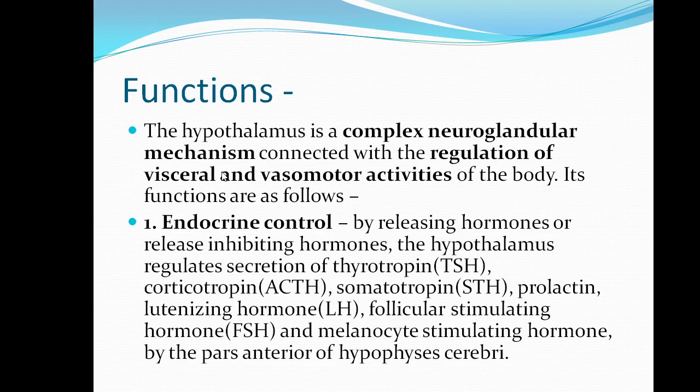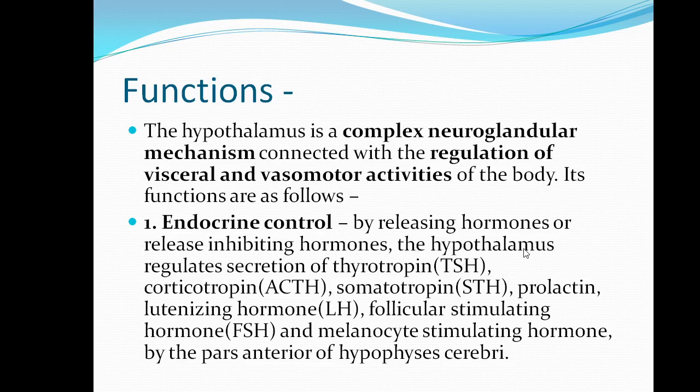Functions. The hypothalamus is a complex neuroglandular mechanism connected with the regulation of visceral and vasomotor activities of the body. Its functions can be summarized as follows. Number one, endocrine control. The hypothalamus controls the secretions of hormones from the pituitary gland by releasing hormones or release inhibiting hormones.